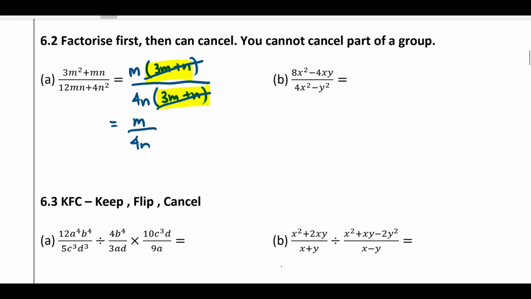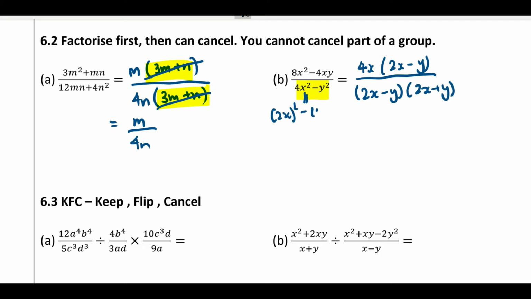8x squared minus 4xy. Take out 4x. Left with 2x minus y. Denominator, 4x squared minus y squared. At this point in time, when you come to here, you should be very sensitive that this is an algebraic rule number 3. 2x plus y, or vice versa. That means this guy is equals to 2x squared minus y squared. So that's why it's equals to 2x plus y, 2x minus y. Okay? Then, see, always check whether your numerator can factorize or not. Factorized already. Okay? 2x minus y, 2x minus y can cancel. So I'm left with 4x over 2x minus y.